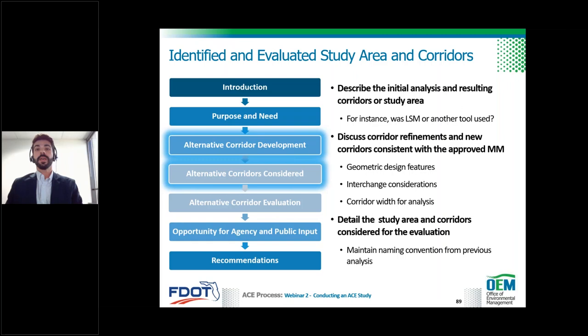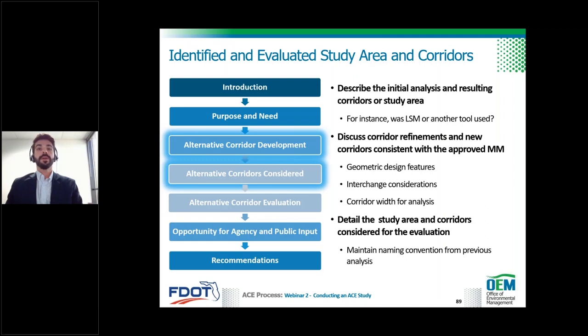It's good to provide a recap of what was accomplished during this stage. If traffic projections were used in the initial analysis, then provide an overview of what happened in the results. Was constraints mapping used or land suitability mapping to initially identify corridors? During the ACE study, how were corridors refined from the initial analysis?